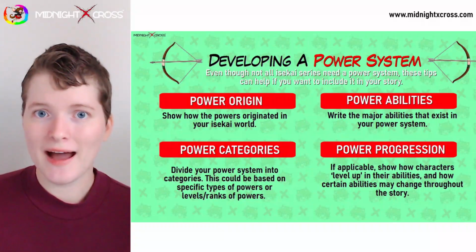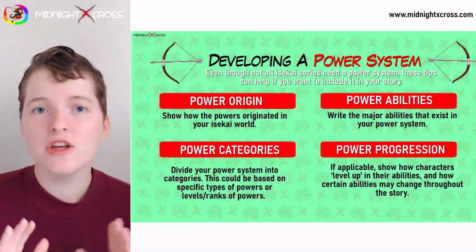Here are some things that you can include in your power system to make it more interesting in your story. First of all, you want to consider the power origin. Show how the powers originated in your isekai world. Were the powers always there from the beginning in your world, or did characters need to unlock these abilities in some unique way? You also want to divide the powers into power categories. This could be based off specific types of powers or specific ranks or levels of powers.